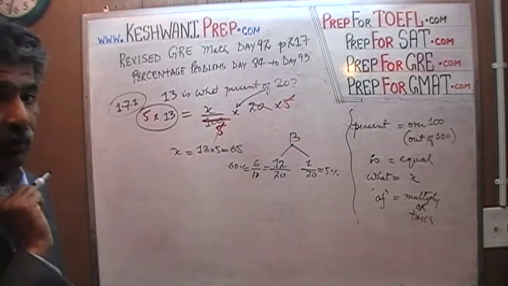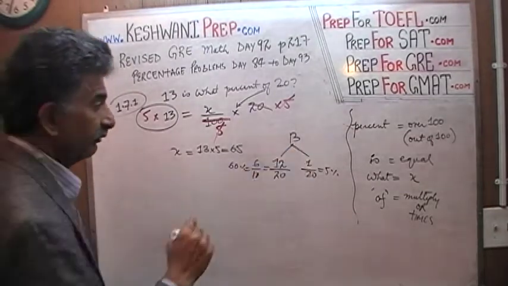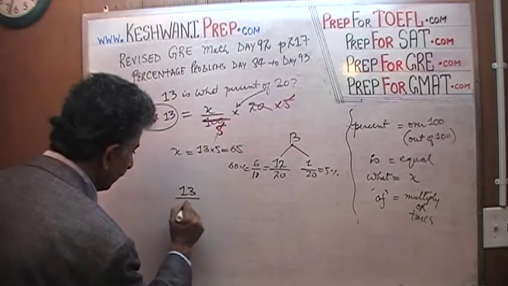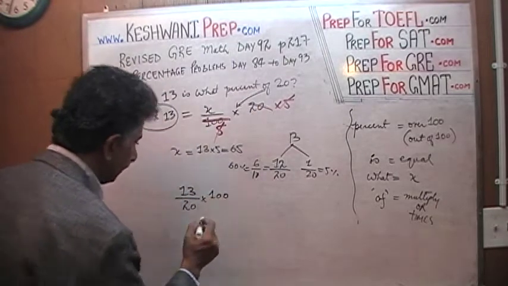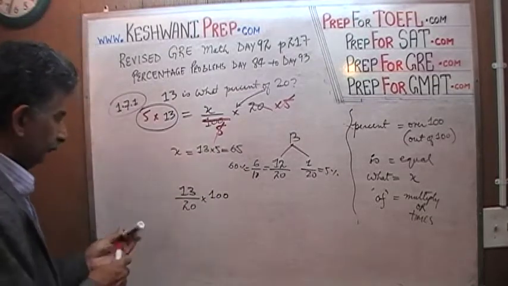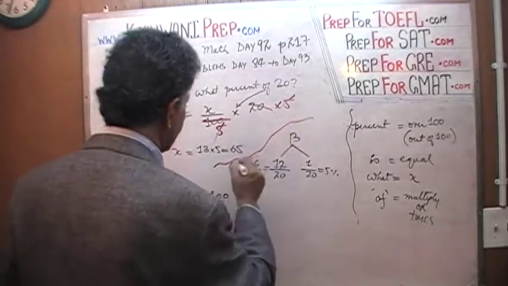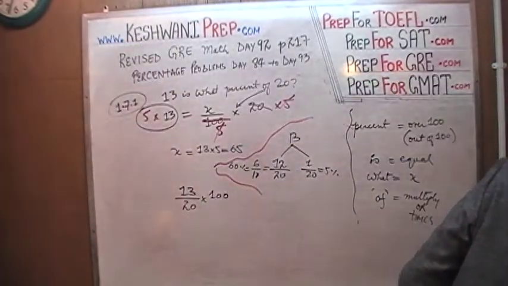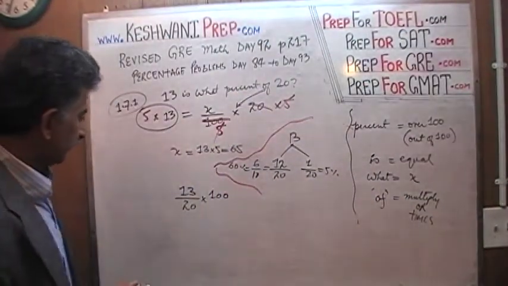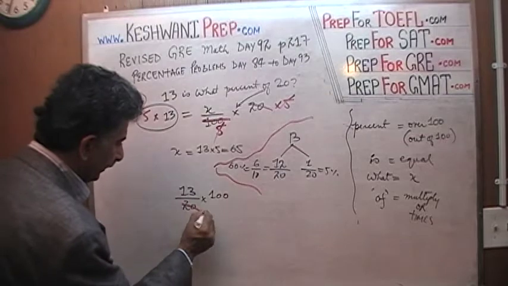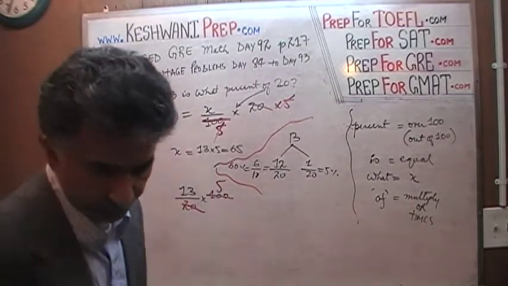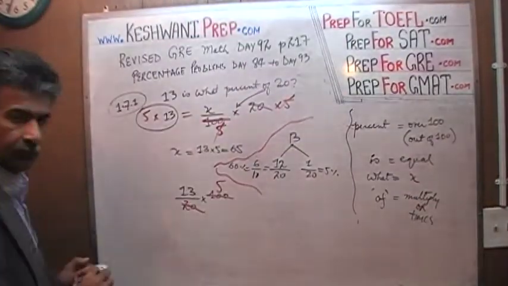Now, the other way we could have solved this question in a more straightforward way, without using the dictionary, is to simply do 13 over 20 times 100, which is exactly what this boils down to. If you divide top and bottom by 20, we get 5, and that's 13 times 5. Let's do one more. Okay, next one.